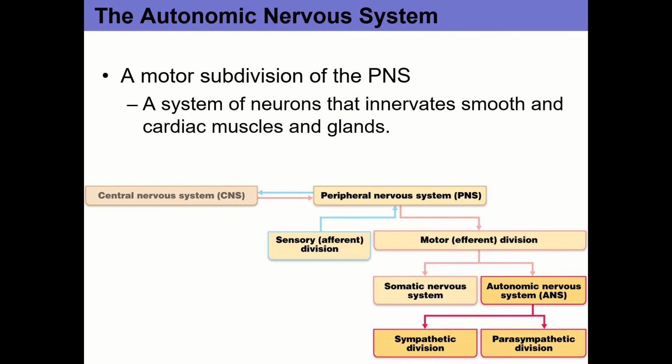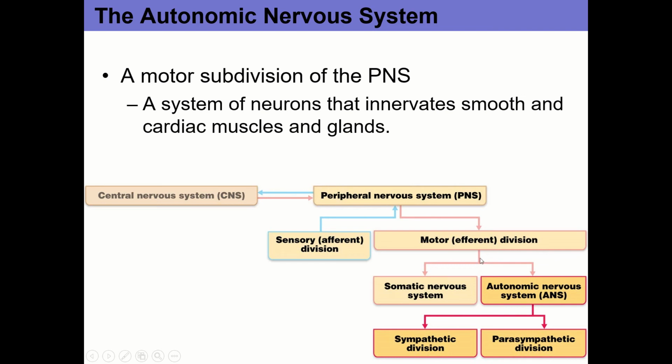So the motor branch then, so we're over here, is further subdivided into the somatic nervous system. And so the thing to remember about the somatic nervous system is that it is the voluntary side of the motor branch of the peripheral nervous system. So it's voluntary muscle contraction. So when you contract your biceps or you contract your quads or any number of those other things, that is part of the somatic nervous system. You decided to contract your biceps, and so then you did it. That's as opposed to the autonomic nervous system, which is what we're talking about today.